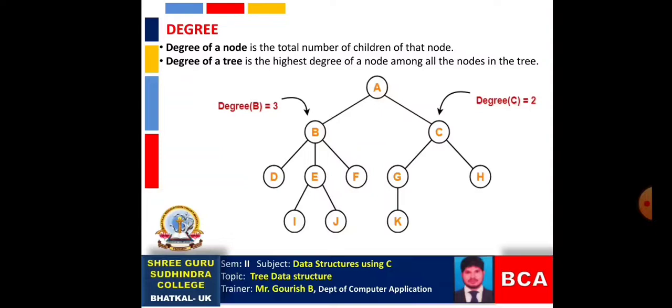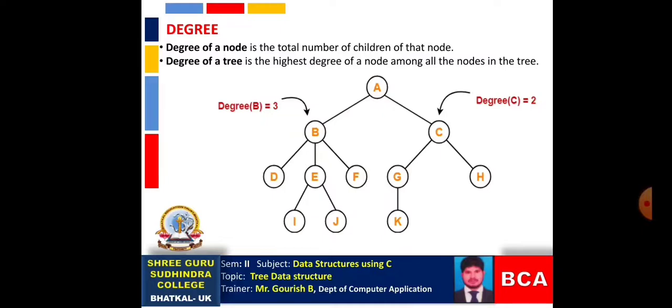How to find the degree of a node or degree of a tree? The degree of a node is the total number of children of that node. We have to count the total number of children. Consider node B. The degree of node B is 3 because it has 3 children, D, E and F. Degree of node C is 2 because it has only 2 children, G and H.